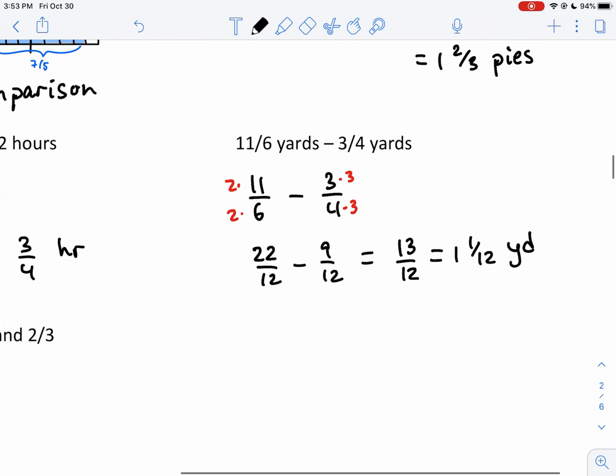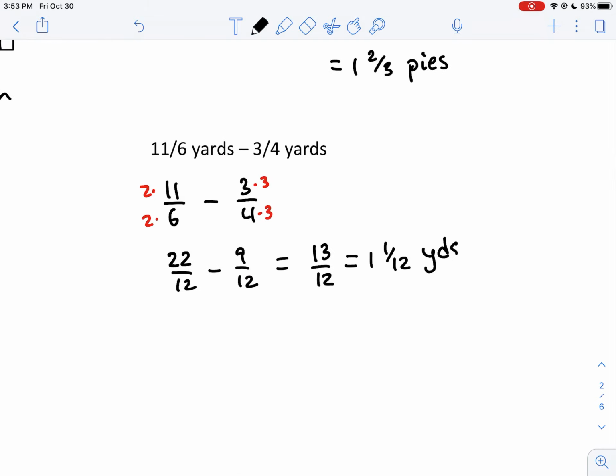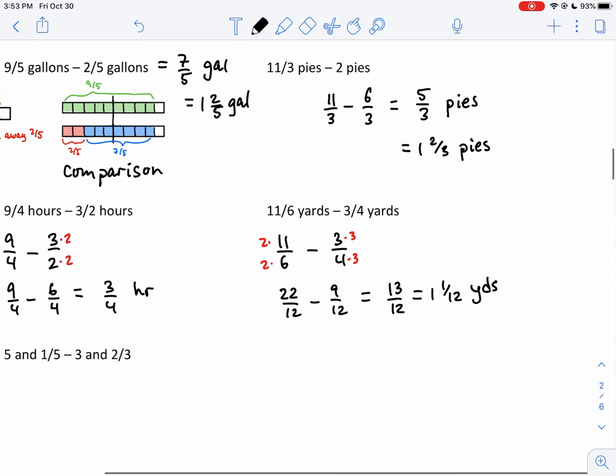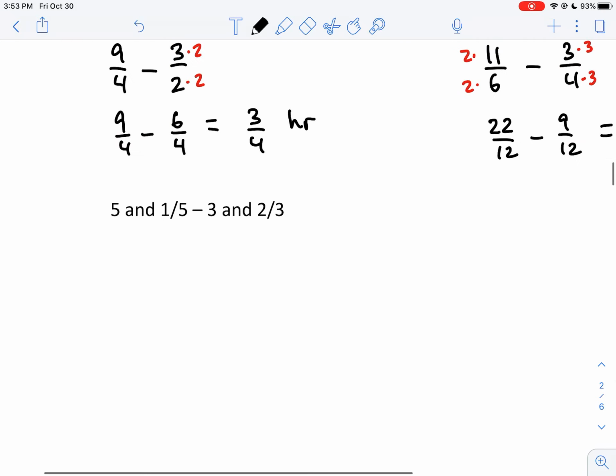Remember, if a number is less than 1, I usually put a unit that's singular on it, and if it's more than 1, then I usually put a plural unit on it. Just something to think about. Gallons, technically, gals, but just something to be mindful of.